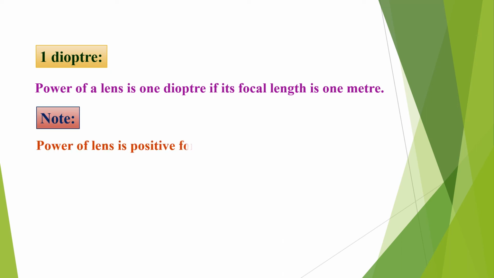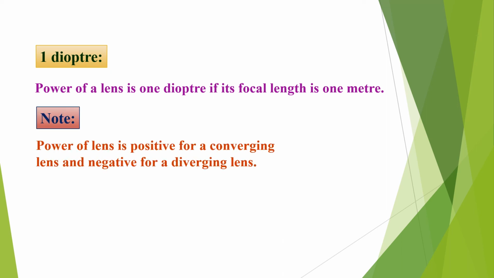Note, power of a lens is positive for a converging lens and negative for a diverging lens.